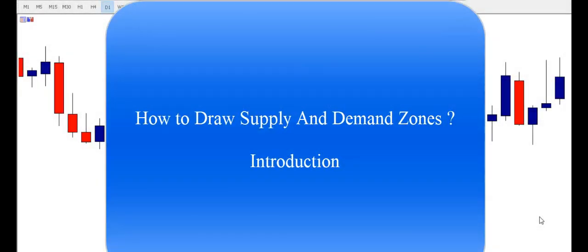Hi everyone, this is an introduction to drawing supply and demand zones. When you identify a supply or a demand zone, you need to know how to draw the zone correctly. But if you make mistakes when drawing supply or demand zones, you will miss a lot of opportunities.